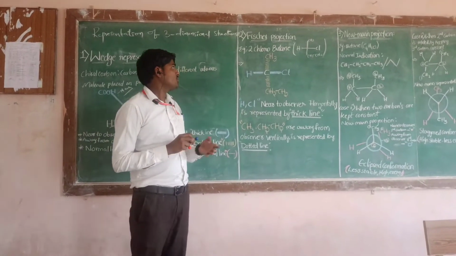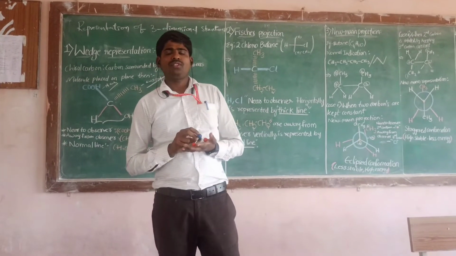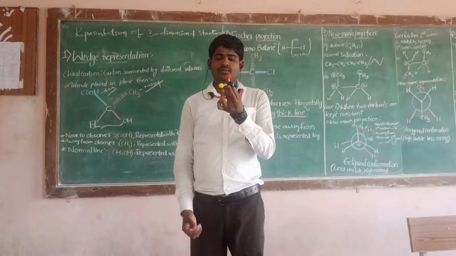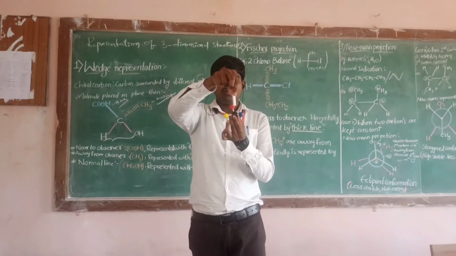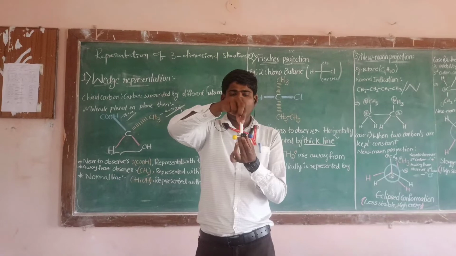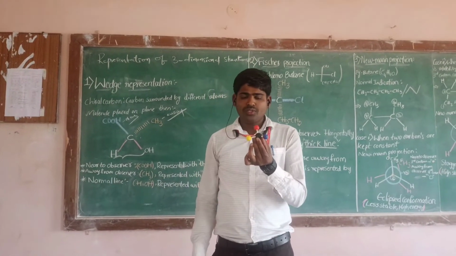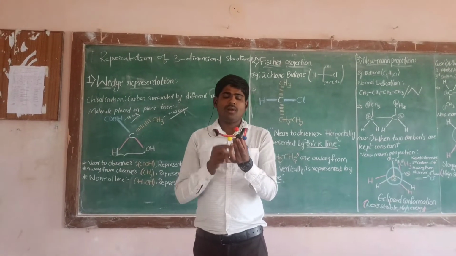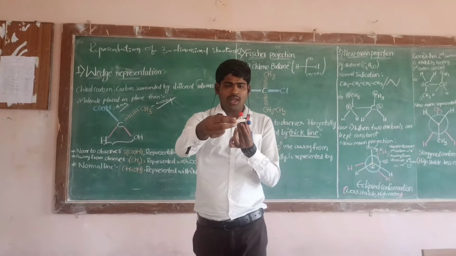Now again, the second one is the Fischer projection representation. In the Fischer projection representation, the molecule is viewed like this. Here the viewer or observer is standing on your side, and the molecule is viewed like this. This is one example, for example, 2-chlorobutane or lactic acid. So one chiral carbon is there, the central atom, with four different atoms. The molecule is viewed like this.